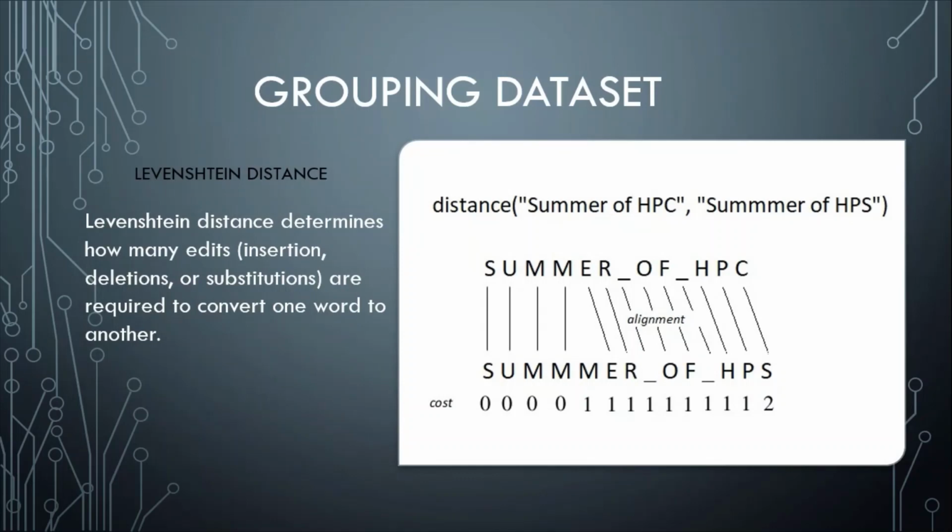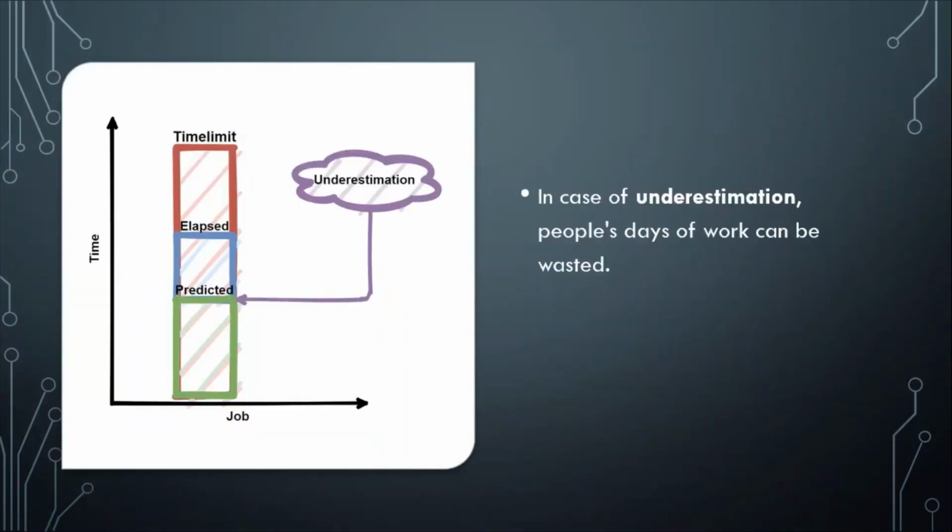Levenshtein distance, or edit distance, one of the famous methods in natural language processing, was used when grouping job names. Levenshtein distance determines how many edits, insertion, deletion or substitution, are required to convert one word to another. When estimating the time limit of jobs, the prediction should not be less than the elapsed time. In case of underestimation, people's day of work can be wasted.